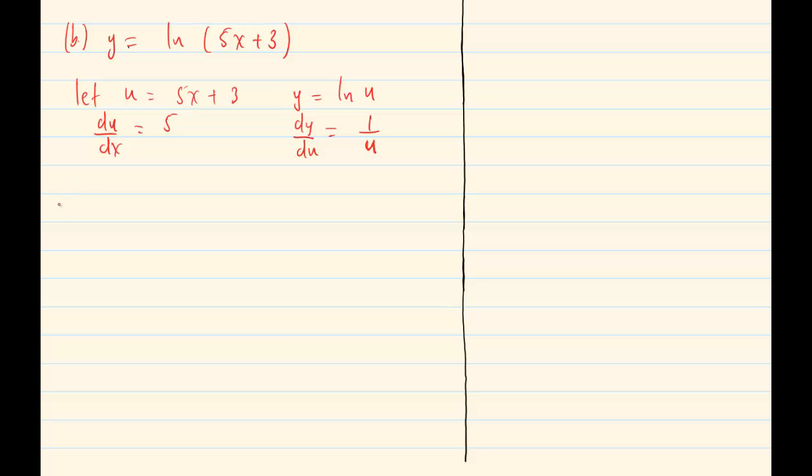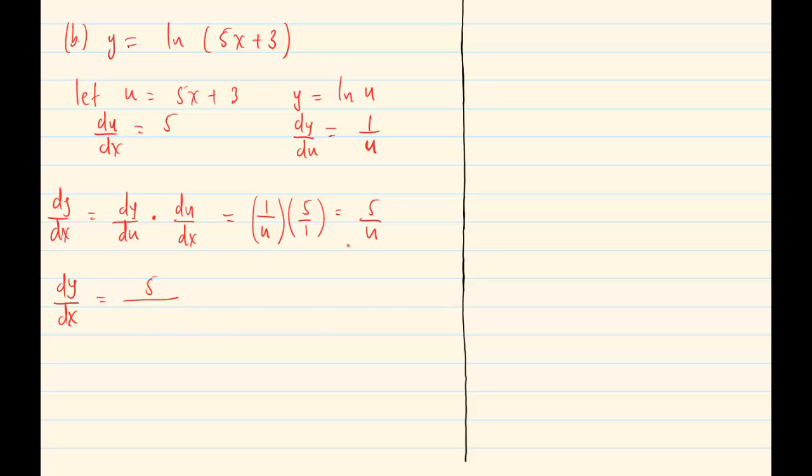Now dy/dx is going to be equal to dy/du multiplied by du/dx. In this case, dy/du is 1 over u multiplied by du/dx, which is equal to 5 over 1. So we have 5 over u. But the derivative is a function of x and not u, and u is equal to 5x plus 3. So dy/dx is going to be equal to 5 divided by u, which is 5x plus 3.